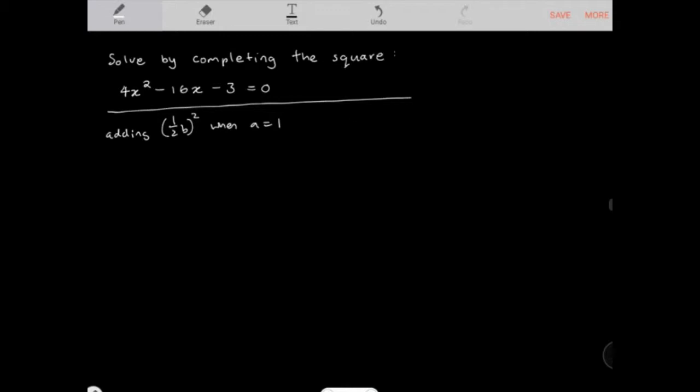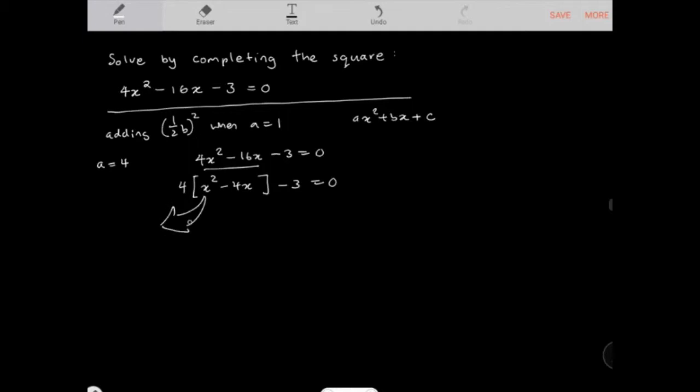But you can notice here that in this quadratic expression in the form of ax squared plus bx plus c, a here is 4. So you actually have to factor out the 4 first. So you have 4x squared minus 16x minus 3 is equal to 0. I only really need my a and my b value, right? So I'm going to factor out a 4 here, so you get x squared minus 4x minus 3 is equal to 0. Now that a is equal to 1, I can just work with this.